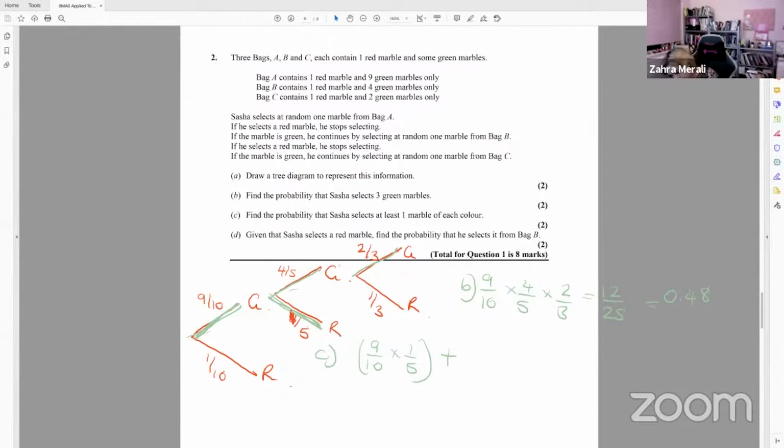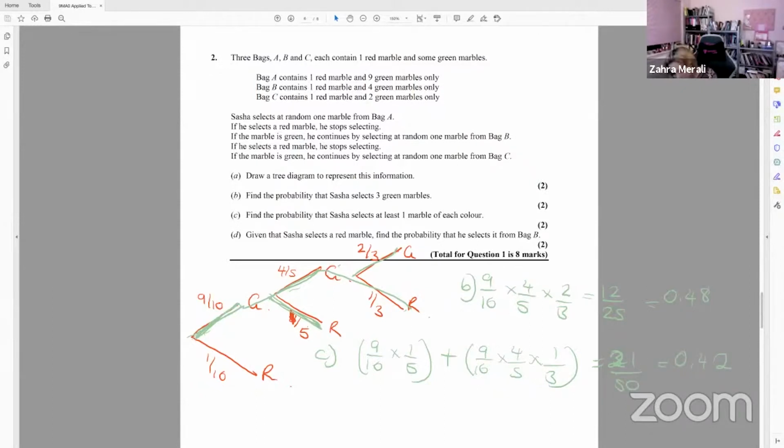Or she could get 2 greens and a red. So green, green, and then red: 9/10 times 4/5 times 1/3. We could have done 1 minus the other options, but I think in this case it comes out almost the same. So I get 21 out of 50, so 0.42.